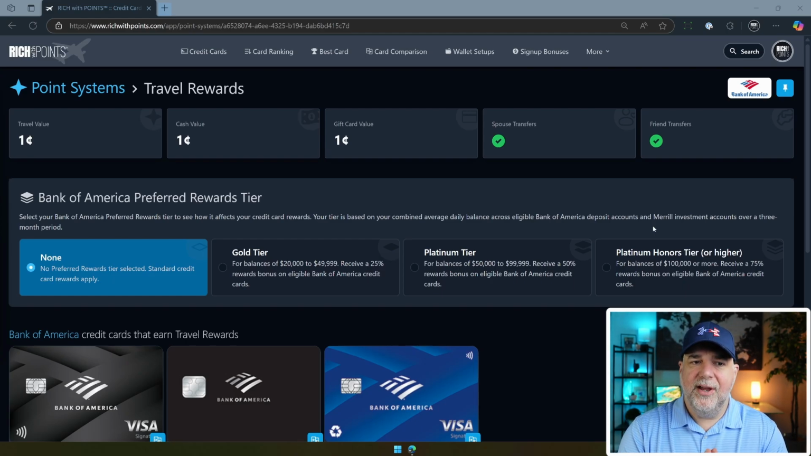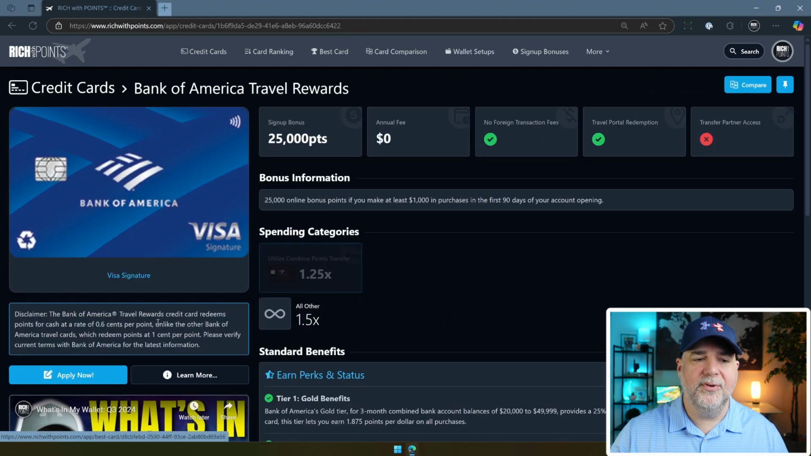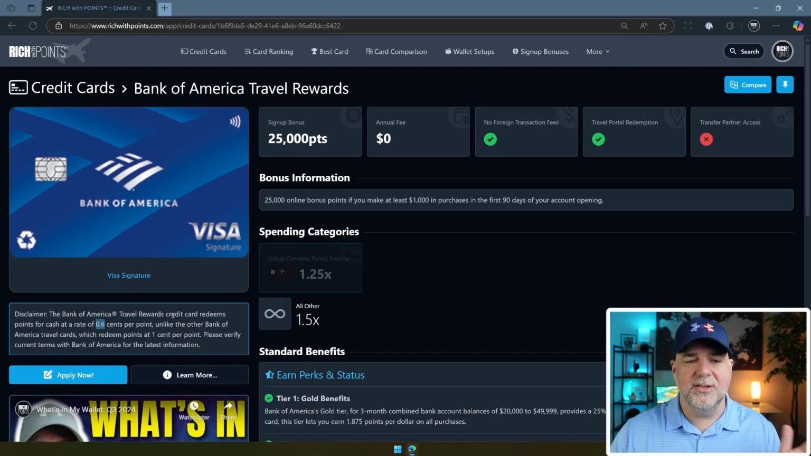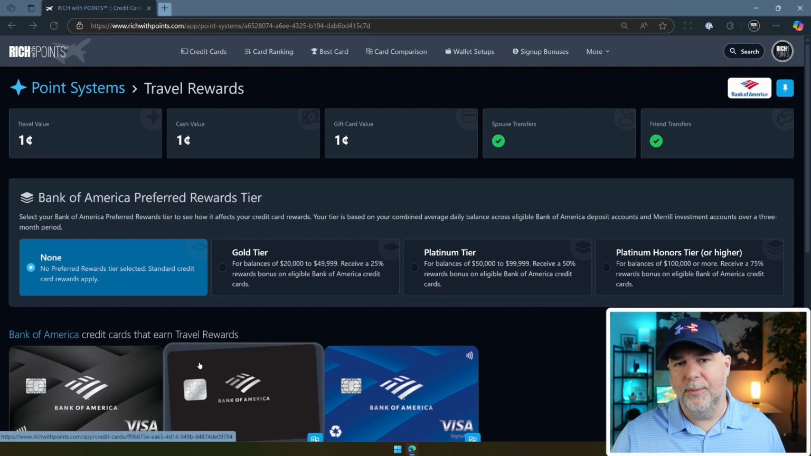Now for the cash value of 1 cent per point, all the cards have 1 cent per point when you redeem for cash to a bank account or statement credit, except for the Travel Rewards card, which is 0.6. Now, if you come over here, we made a note that if you're redeeming for cash through a statement credit or whatever, it's only going to be 0.6 cents per point. It's terrible. Don't do that. At least get a gift card. And we're going to assume that you're going to go gift card rather than statement credit when we're doing the calculations. So the other one's 1 cent per point pretty much across the board.